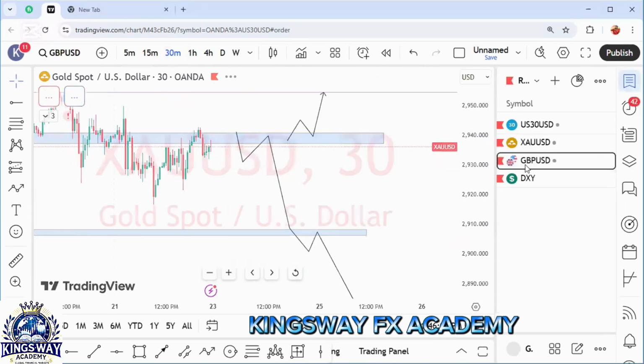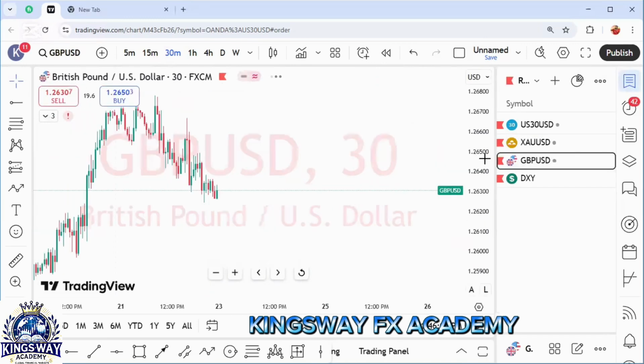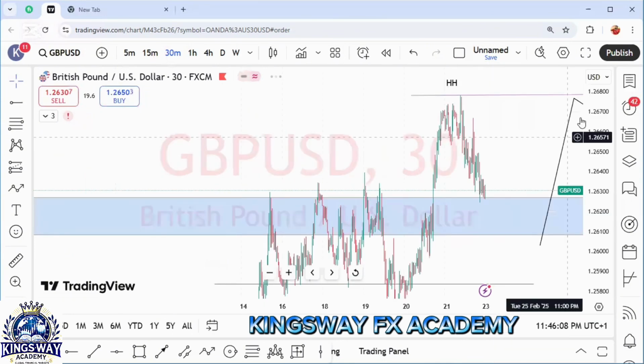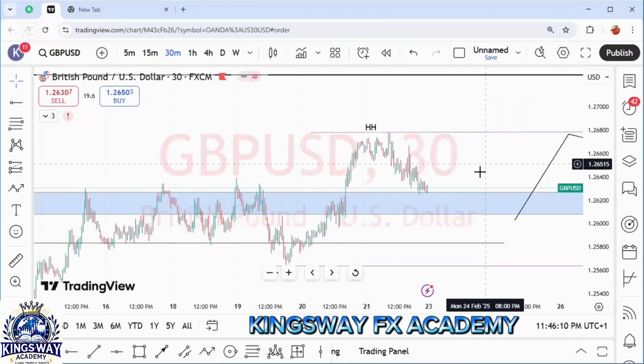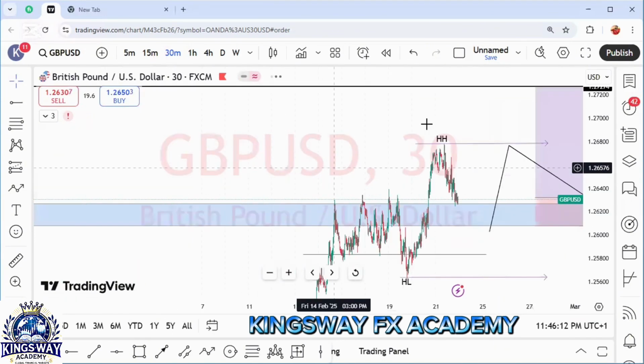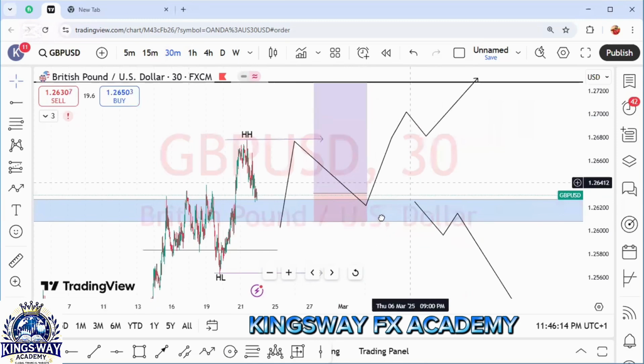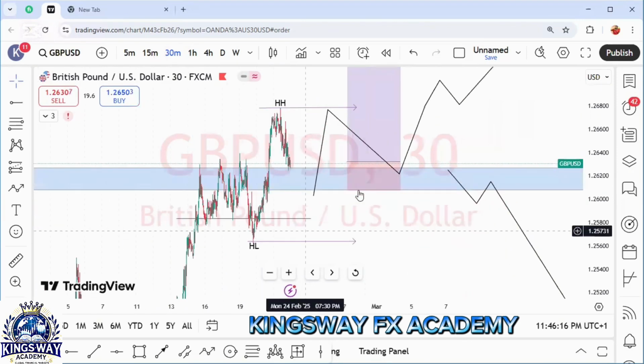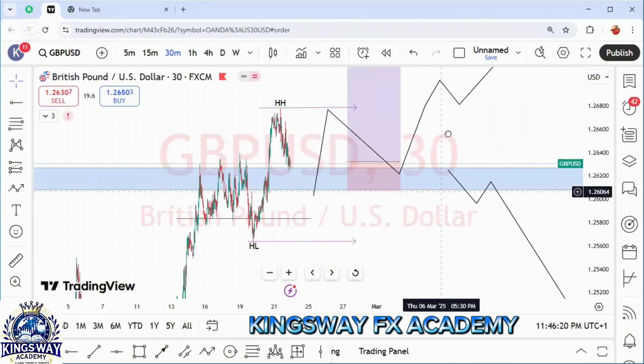For the GBPUSD, my expectation would be a retest of this zone, then a continuation to the upside. That's for a long position. For a short position, I'll be expecting a break of this zone, a retest of it, and a continuation to the downside.